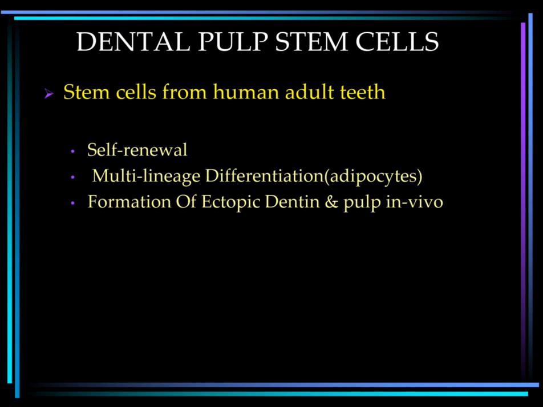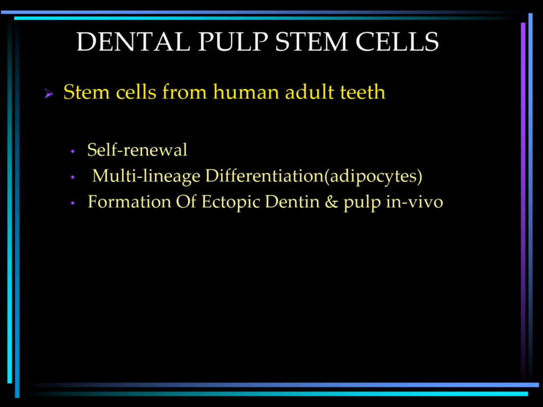Stem cells from the human adult teeth. The first stem cells isolated were from the adult human dental pulp. They were isolated from permanent third molars and exhibited high proliferation and high frequency of colony formation. They produced sporadic but densely calcified nodules. They had high rates of cell renewal.